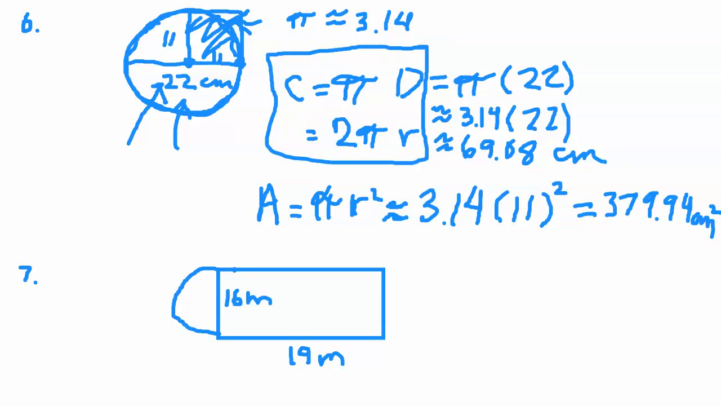Well, we can just break this up first into the rectangle and then the half circle, and then we can put those areas together to have the entire area. So first of all, we'll do length times width. So we have 16 times 19 is 304 square meters. And then we now have to find the area of this half circle. Well, the full diameter is 16 meters, so the radius is just 8. Let's take half of 16. And the area of a circle is pi r squared.